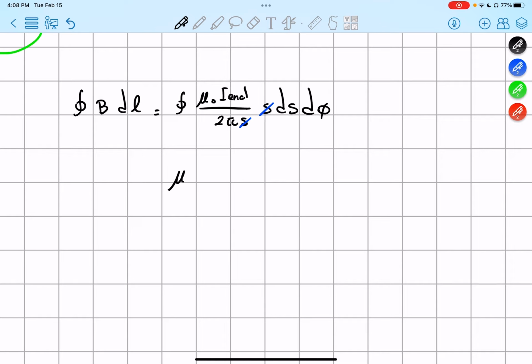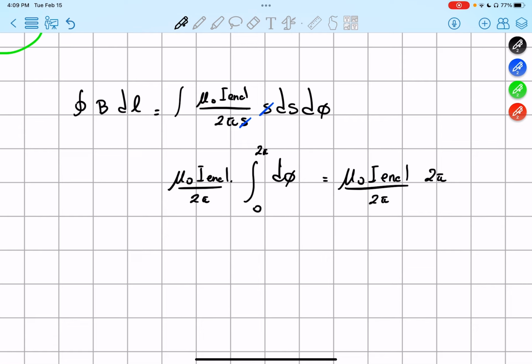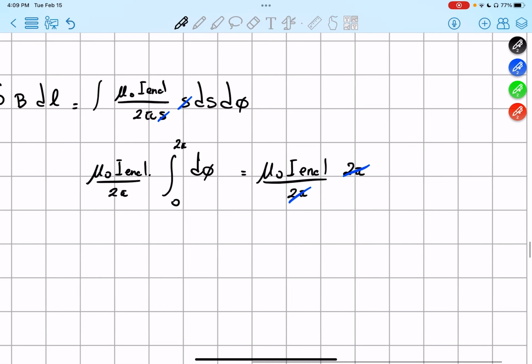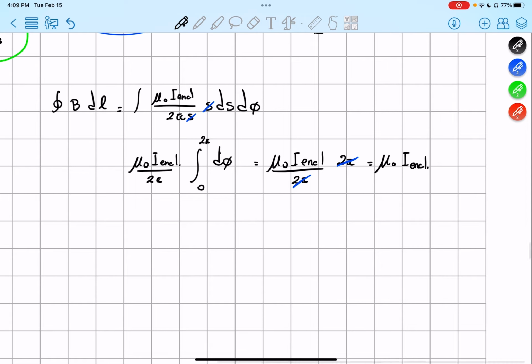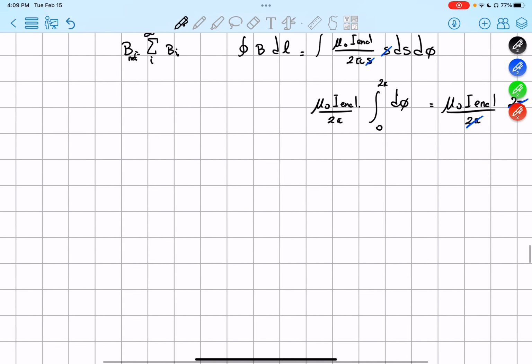We're going to have mu naught times I enclosed over 2 pi, and then in this case we have the loop, d phi, of course, from 0 to 2 pi, because we're talking about a closed loop. So it equals mu naught times I enclosed over 2 pi times 2 pi, so we cancel out this part over here. And as you can see, in the end, we get mu naught times I enclosed. That is pretty much all you need to understand from the first page. That is the proof.